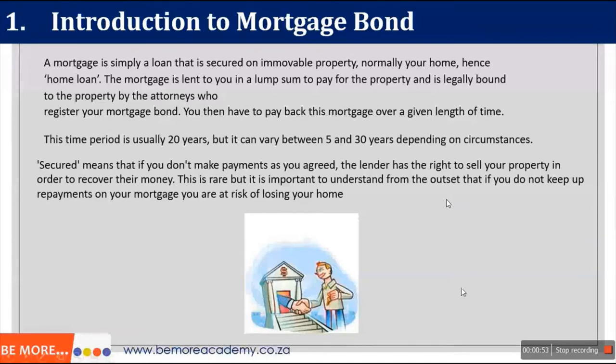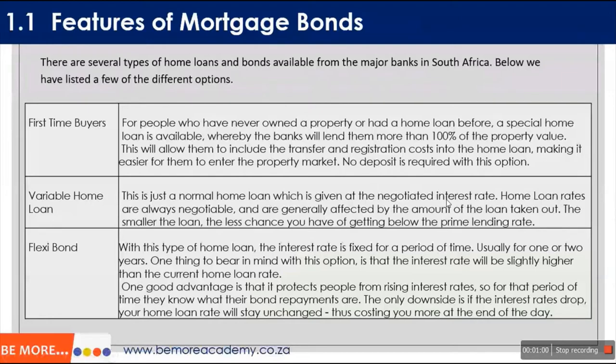Features of a mortgage bond. First-time buyers. I think this is very important. You will see on some of the information that I loaded last week was the FLISP, real estate regulations. That is from National Housing. So for people who have never owned a property or had a home loan before, a special home loan is available whereby the banks will lend them more than 100% of the property value. This will allow them to include the transfer and registration cost into the home loan, making it easier for them to enter the property market. No deposit is required with this option.